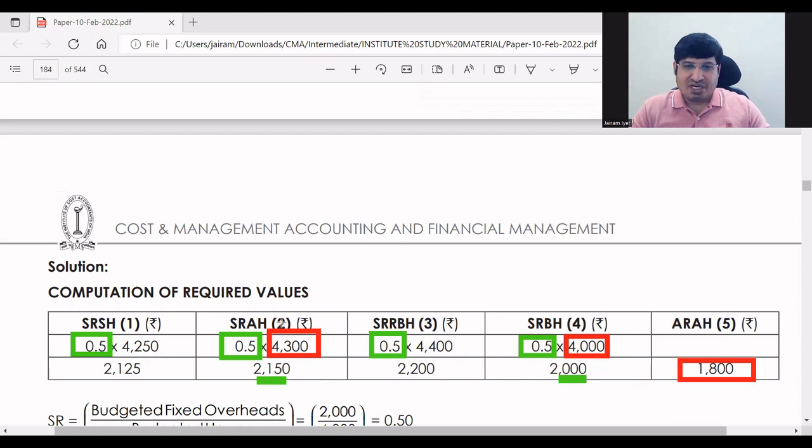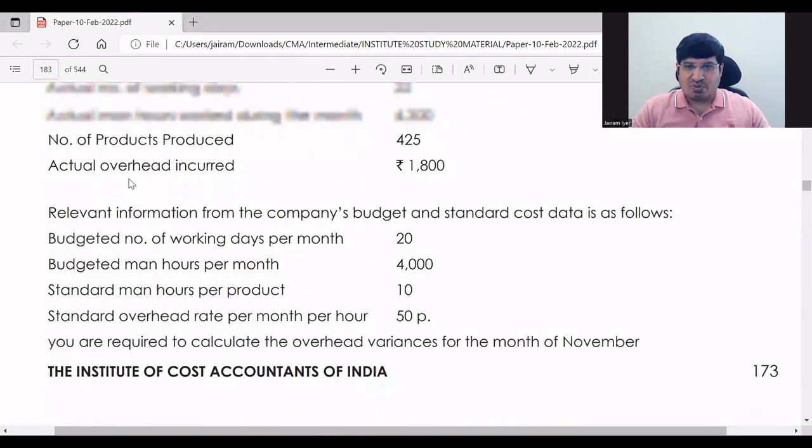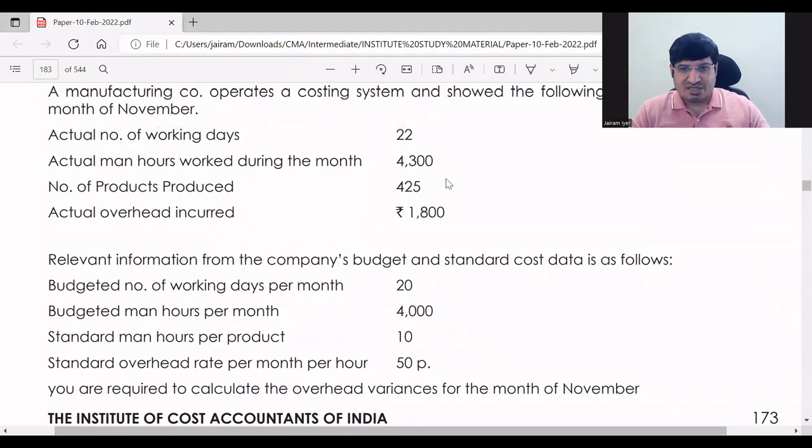ठीक है, यहाँ पे value number 2, 4 and 5 are already there. So I only need to compute now 1 and 3. Okay, what we need to compute is 1 and 3. ठीक है, so 1 is what? Standard hours for actual output. ठीक है, standard hours for actual output. Okay, so this is your standard hours.